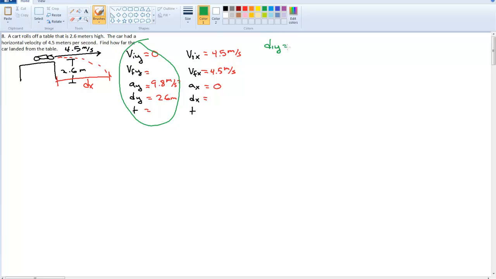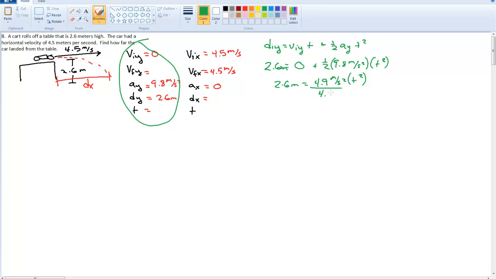So dy equals VIY times t plus 1/2 ay t squared. dy was 2.6. This is 0, it's always going to be 0 because the VIY is always 0. So this is going to be 0 plus 1/2 times 9.8 meters per second squared times t squared. All right. 2.6, and that was meters, is equal to 4.9 meters per second squared times t squared.